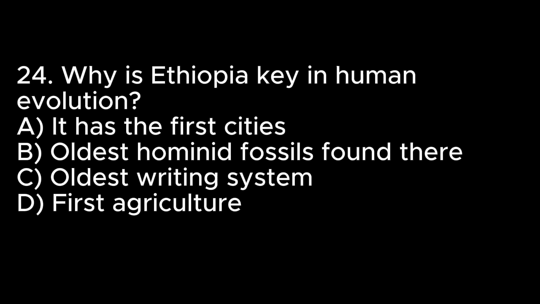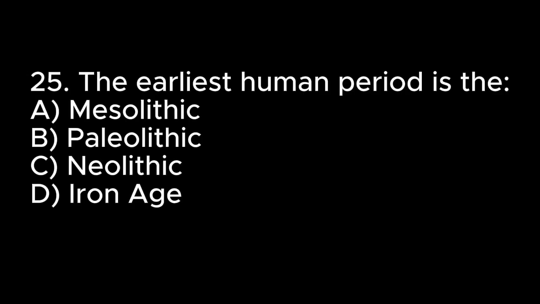B. Many earliest hominid fossils were discovered here. 25. The earliest human period is the A. Mesolithic. B. Paleolithic. C. Neolithic. D. Iron Age. Answer: B. Paleolithic is the oldest Stone Age.